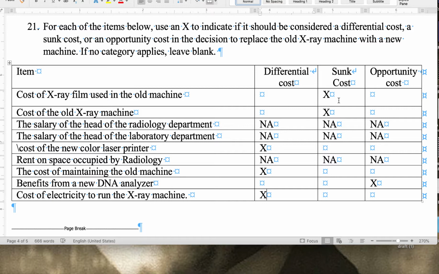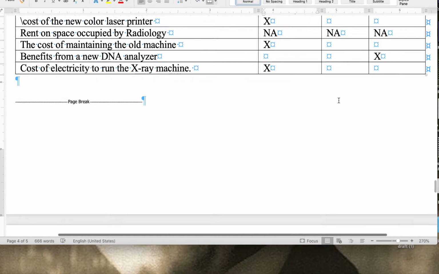Okay, and again, if you put NA and said that doesn't apply, and you're assuming that, well, we're using electricity, it doesn't matter if we have an old machine or a new machine, we're still using electricity. That's true. I think I took it a step further and said, okay, well, you know what? This new machine is probably going to be more efficient.